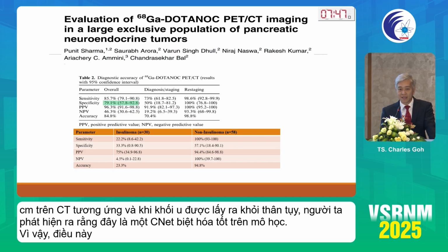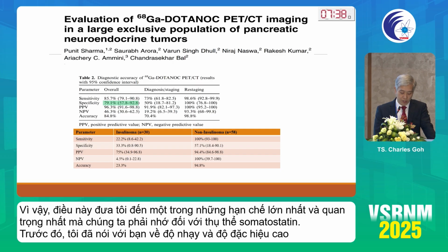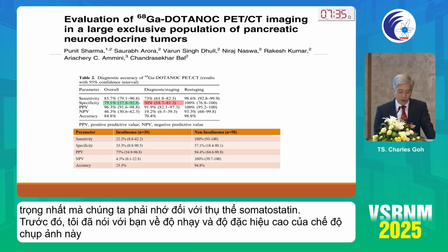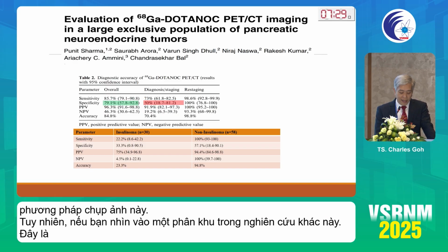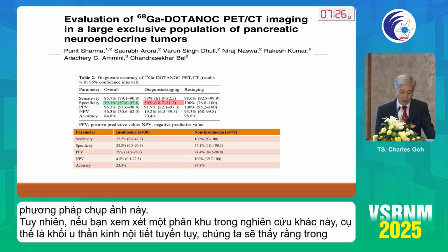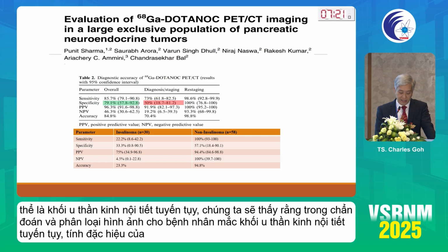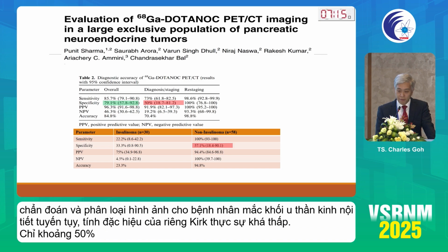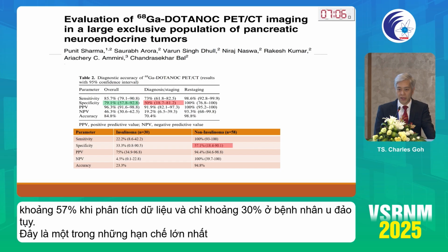So this brings me to one of the biggest and most important limitations we have to remember for somatostatin receptor PET. Earlier on, I told you about the high sensitivity and specificity of this mode of imaging. However, if we look at a subdivision in this other study, looking specifically at pancreatic neuroendocrine tumors, we will find that in the diagnosis and staging category of imaging for patients with pancreatic neuroendocrine tumors, the specificity of PET alone is actually fairly low, only about 50%. In non-insulinoma, it is about 57% when they did a sub-analysis, and only about 30% in insulinoma. This is one of the biggest limitations that we have for somatostatin receptor PET.